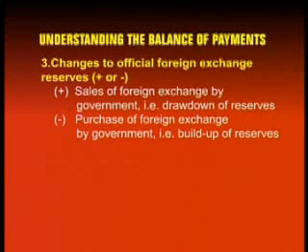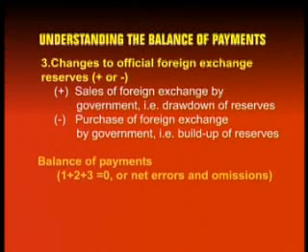It is the combination of 1, 2, and 3 which should equal 0 always. That gives the famous statement that the balance of payments always has to balance. That is, the sum of 1, 2, and 3 always has to be equal to 0. This is an accounting requirement.